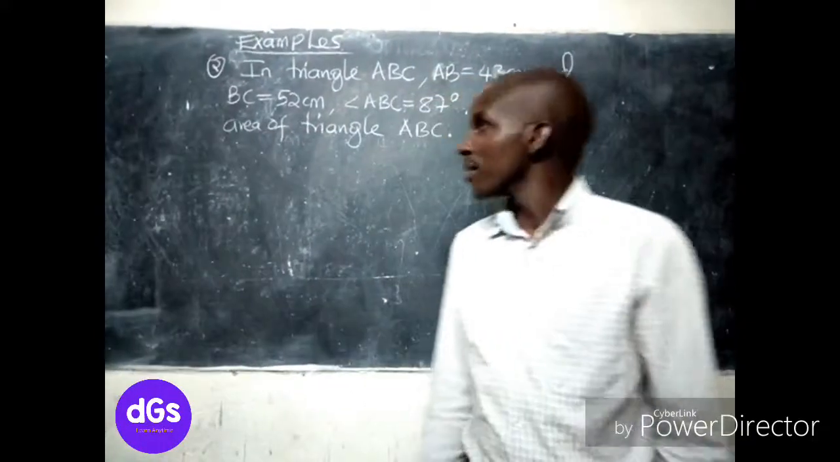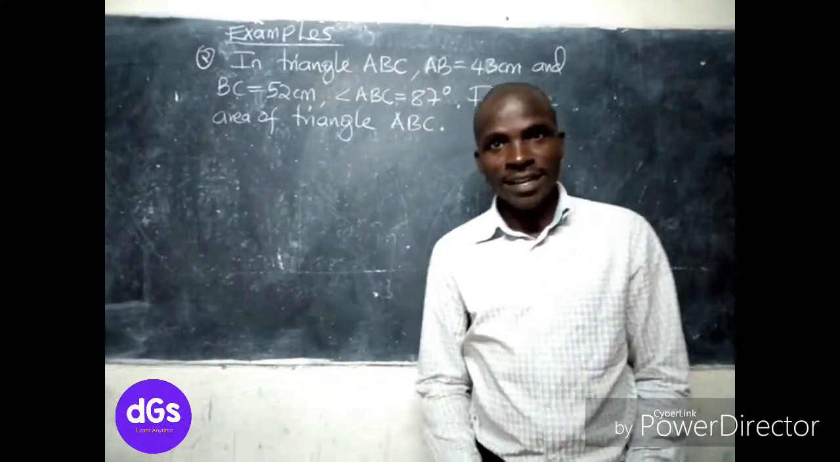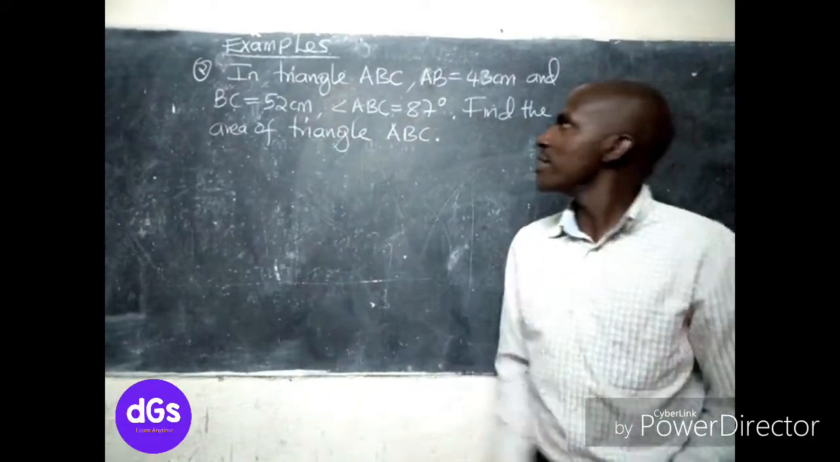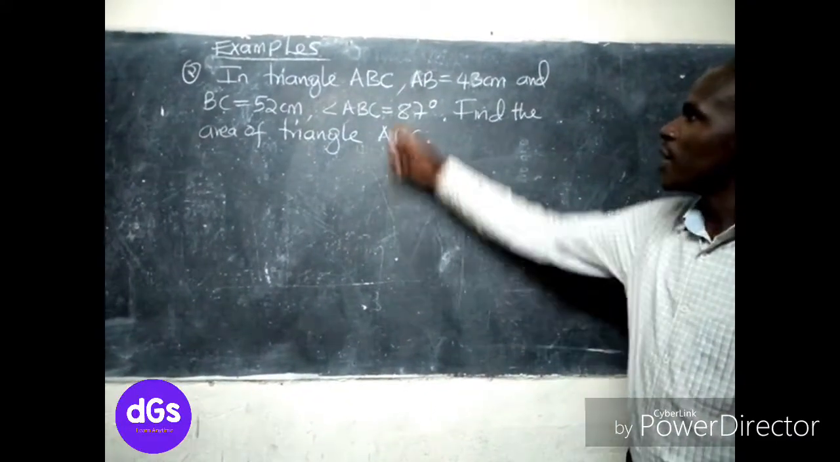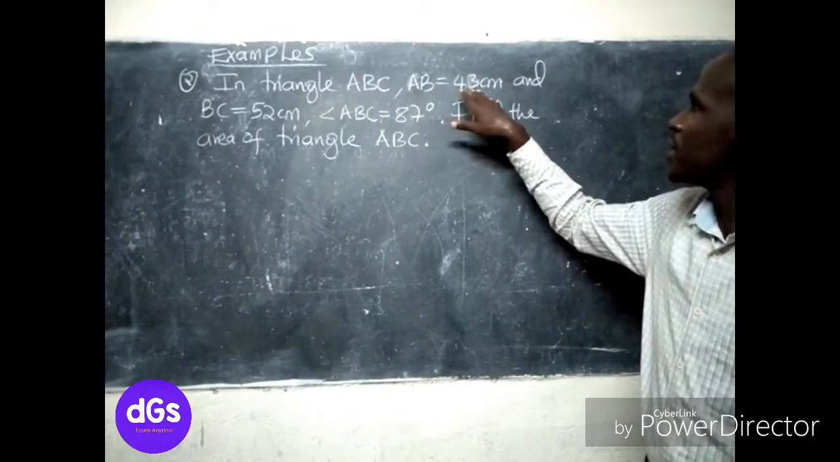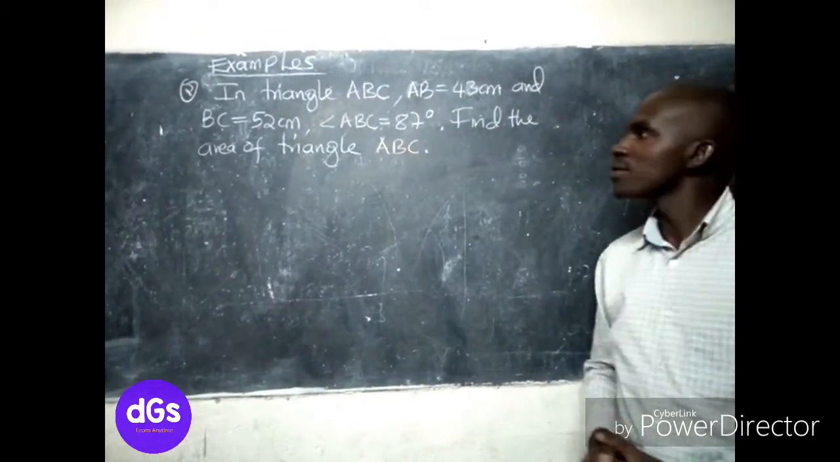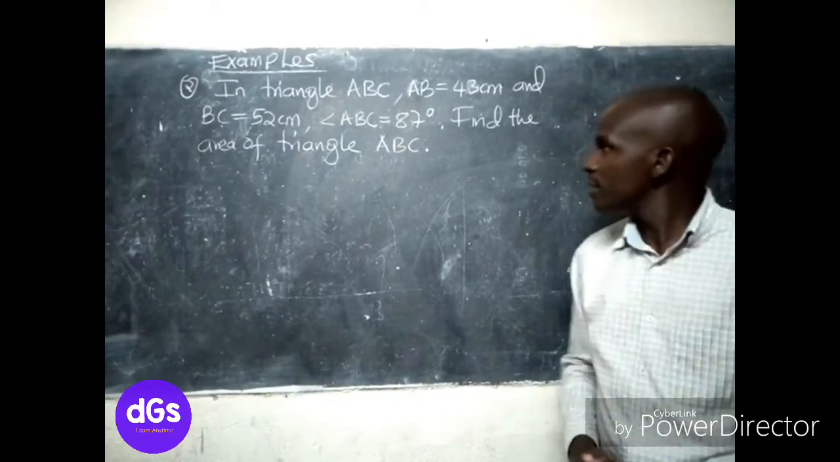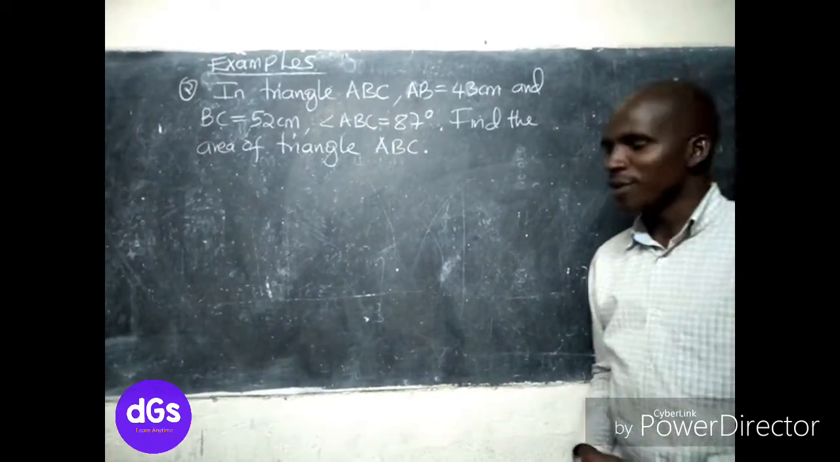Still in the area of triangles, and now we are dealing with our second example. It says that in triangle ABC, AB is 43 centimeters and BC is 52 centimeters. Angle ABC is 87 degrees. Find the area of triangle ABC.